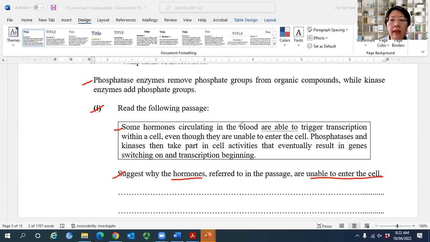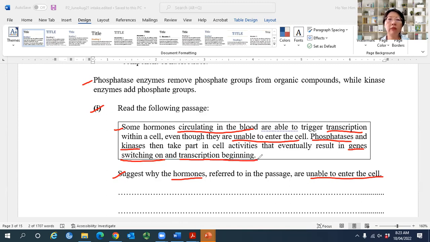Some hormones circulate in the blood and are able to trigger transcription within the cell, even though they are unable to enter the cell. So they cannot enter the cell. Phosphatases and kinases then take part in cell activities, eventually resulting in genes switching on and transcription beginning.